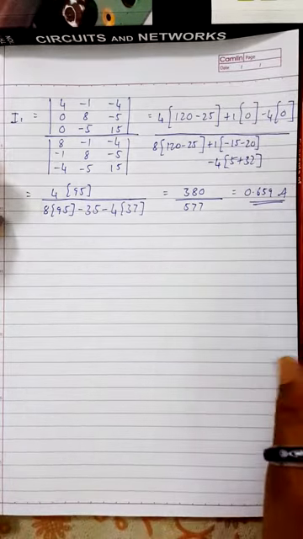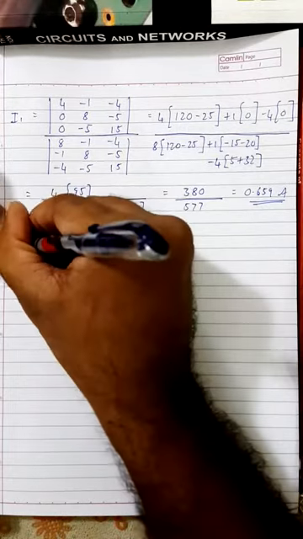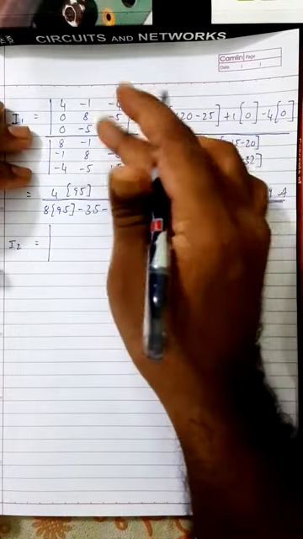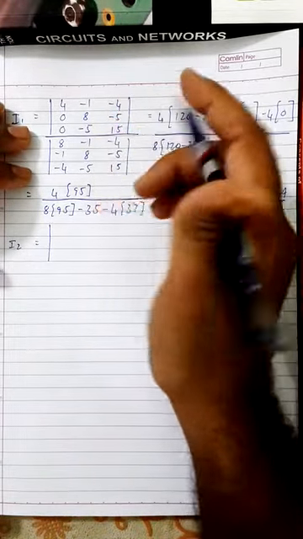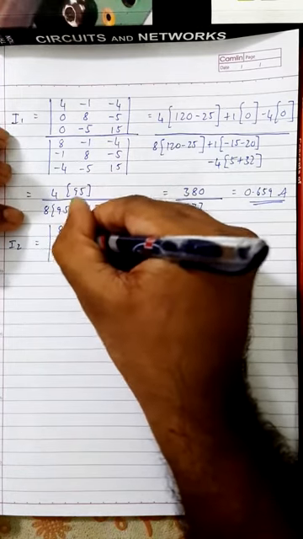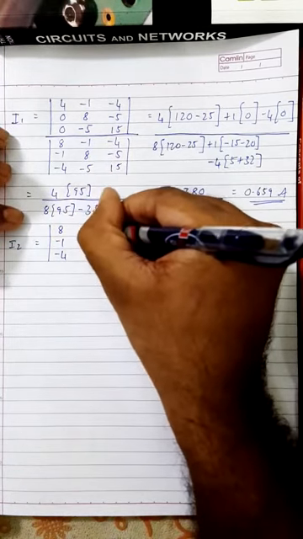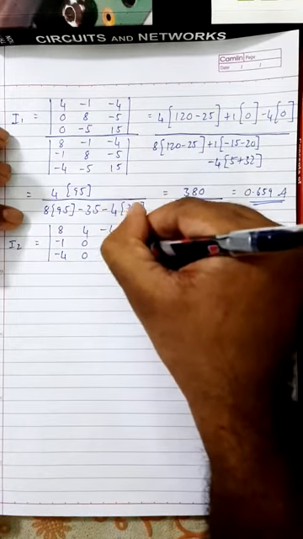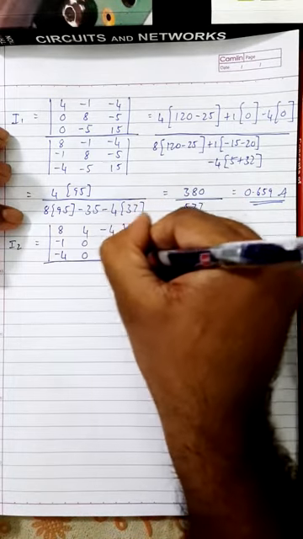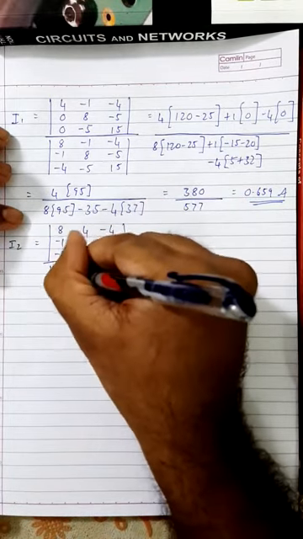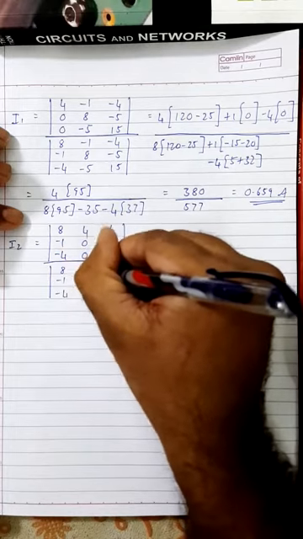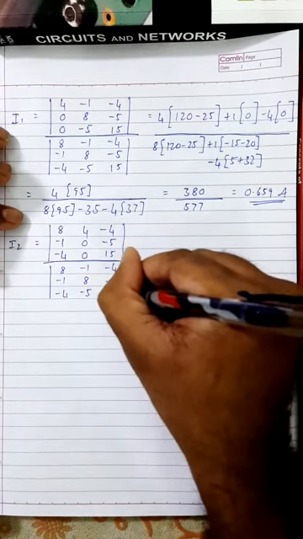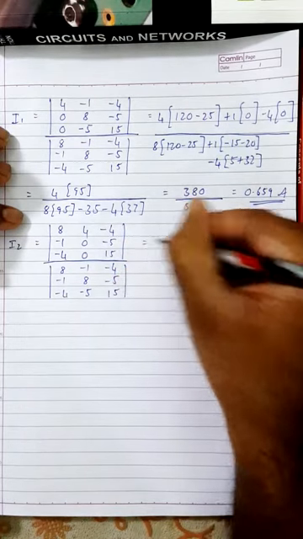Now next is to find the value of I2. The determinant is obtained by replacing the second column with 400, the voltage source. First column will be the same, second column will be 400, and the third column will be the same, and the denominator will be the same: 8 minus 1 minus 4, minus 1 8 minus 5, minus 4 minus 5 15, right?